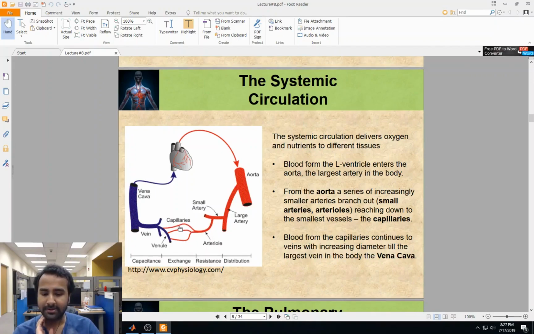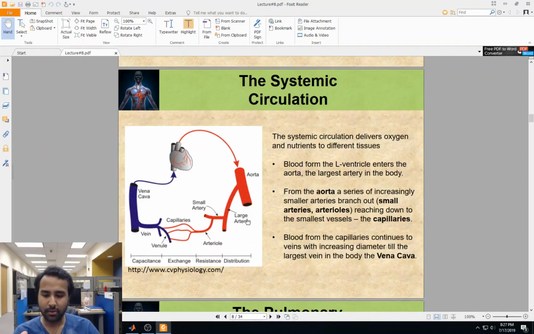Now it's at the capillaries where oxygen exchange, carbon dioxide exchange, and nutrient exchange happen with our cells, and then once that's done, the capillaries join together, and they form the very small venules. Those join together to create veins. Those join together to create a gigantic vein called the vena cava, and that goes back to the heart ready for reoxygenation.